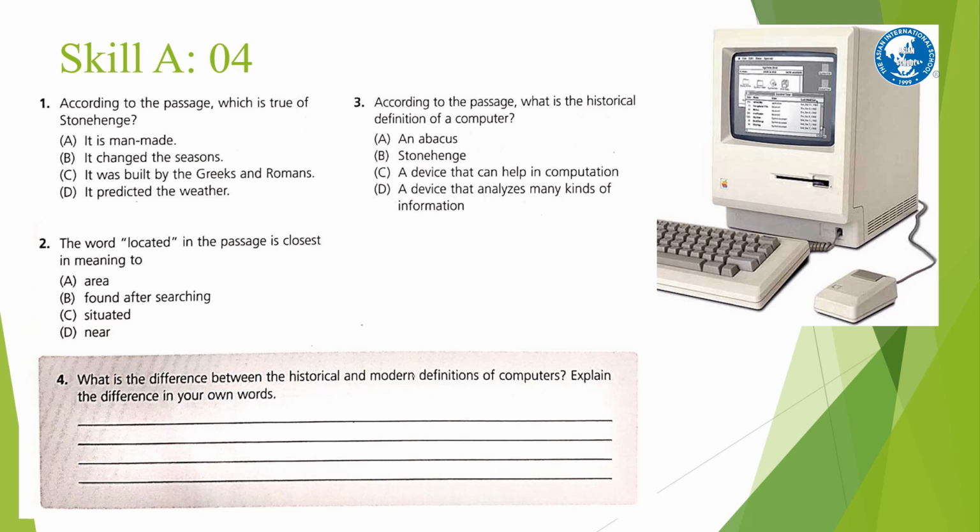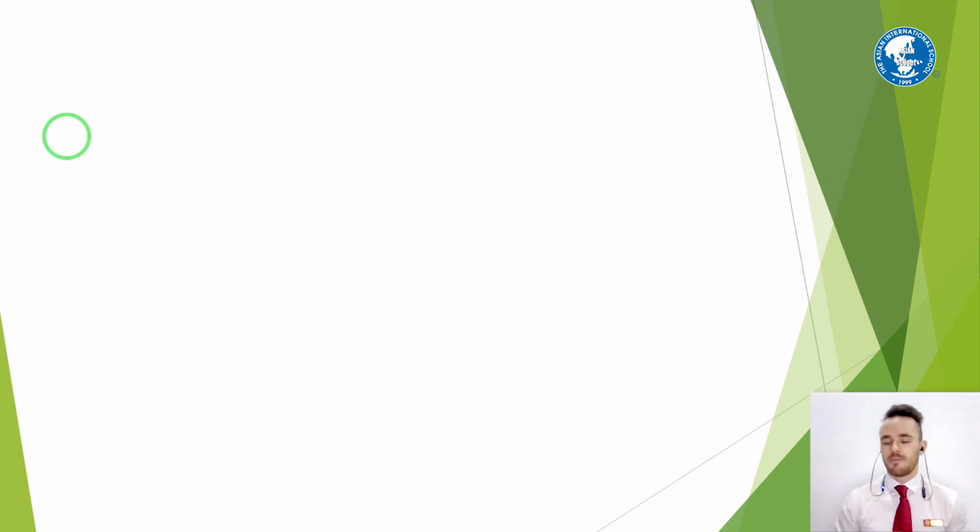Now for question 4, each of these seems to be getting slightly longer. You're asked to write in your own words what is the difference between the historical and modern definitions of computers. I would put something along the lines of the main difference between historical and modern definitions of computers stems from computation. This was historically related to mathematics, but nowadays covers a vast array of data and analysis. Something like that would be fine. Okay, moving on. Last one, nearly there.